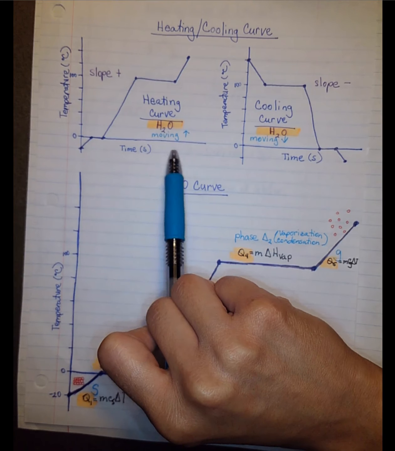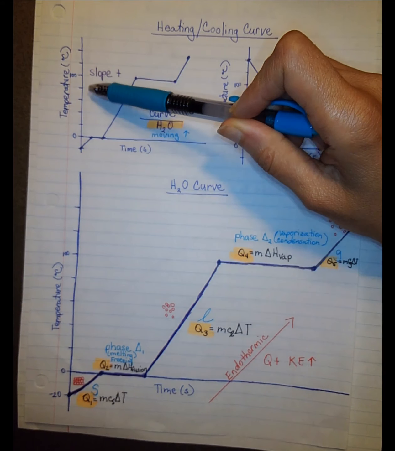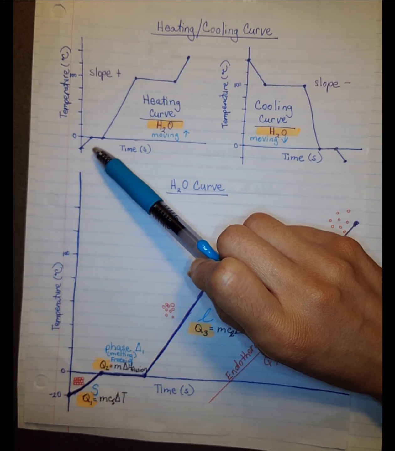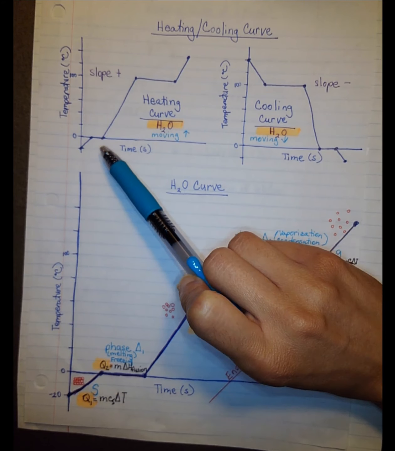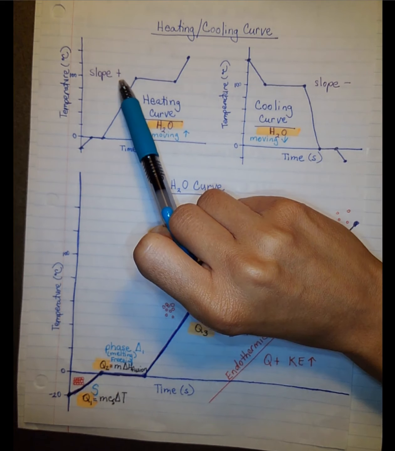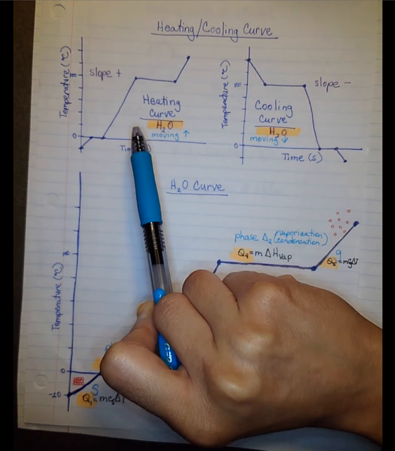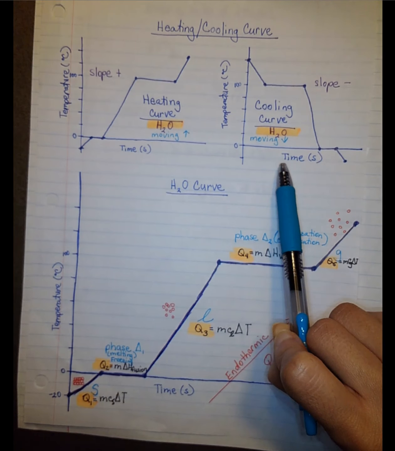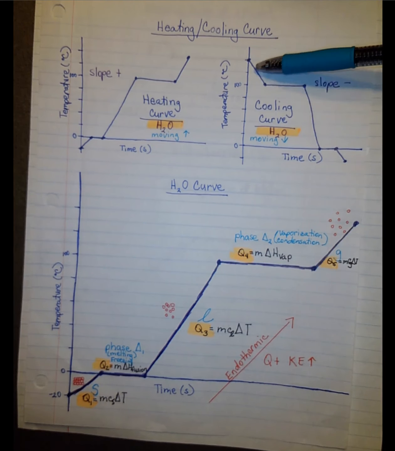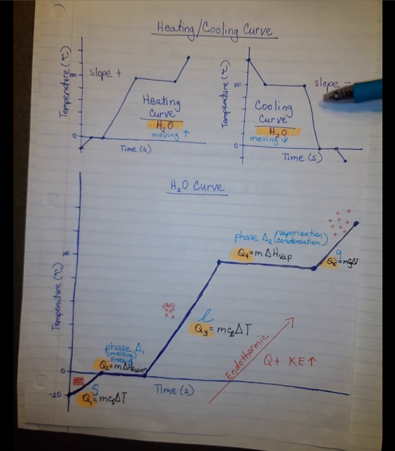So as time progresses, notice how temperature is increasing. That means that as time progresses, you are moving up on the curve. The curve has a positive slope, so you are heating the substance. Now, if you look at this graph right here, as time progresses, temperature is now decreasing, which means you're moving down the curve. The curve has a negative slope, and the substance is now cooling.